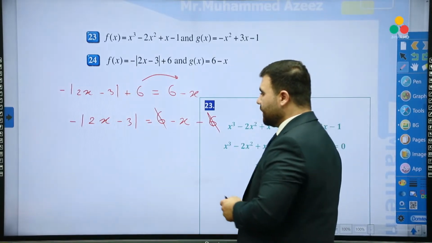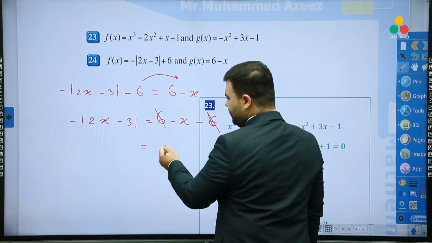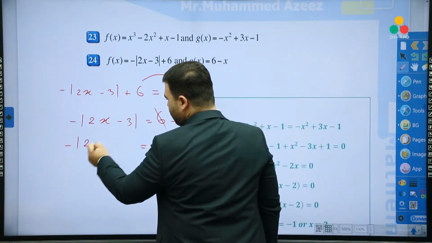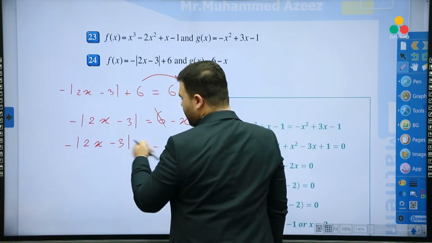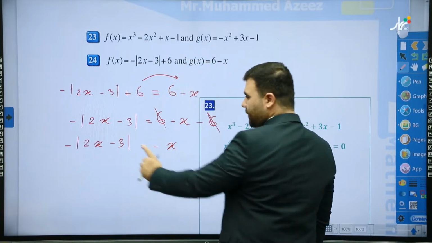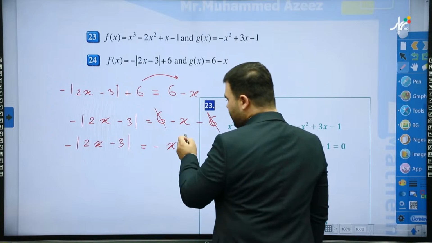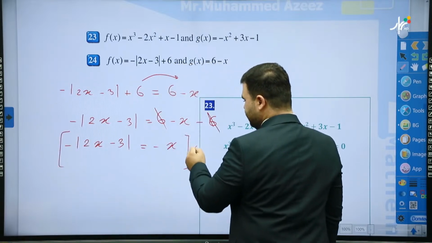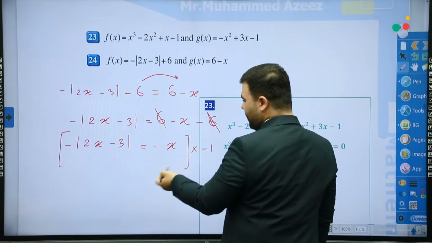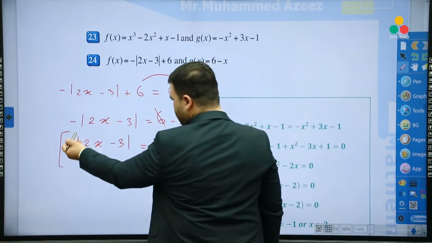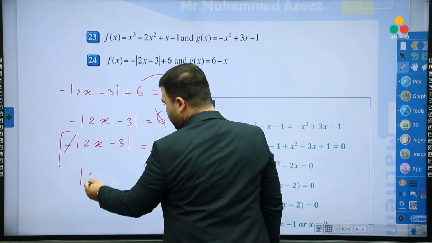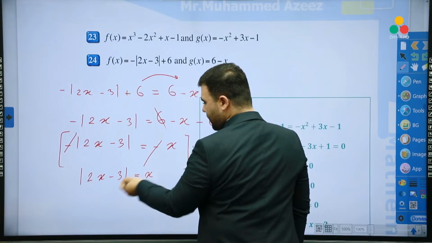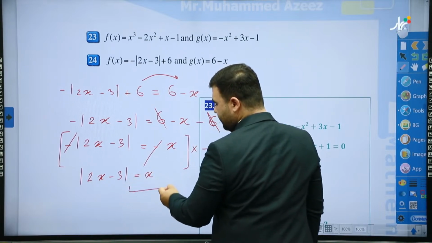What's remaining is only negative x on the side. On the other side, we have negative absolute value 2x minus 3. The absolute value is still not alone because of this negative. Then I multiply everything by negative 1. When I multiply, this negative will be cancelled and this negative will be cancelled. That is 2x minus 3 equal to x.